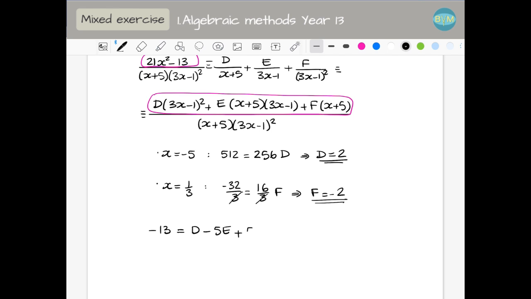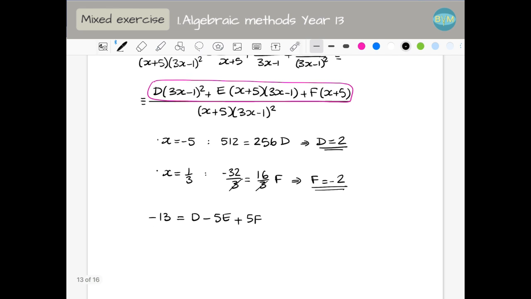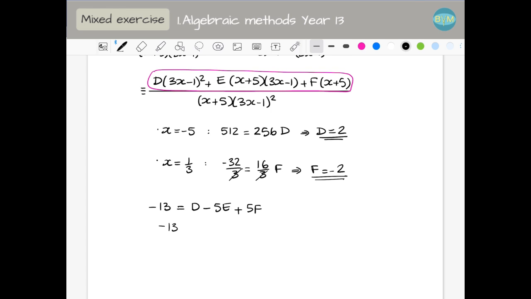And we know f and d. So this would be minus 13 is 2, minus 5e, minus 5 times minus 2 is minus 10. Yeah, minus 10. And from here, 5e is going to be equal to 13 minus 10 is 3 plus 2, 5. That means e is 1.